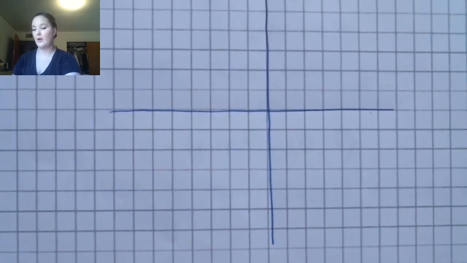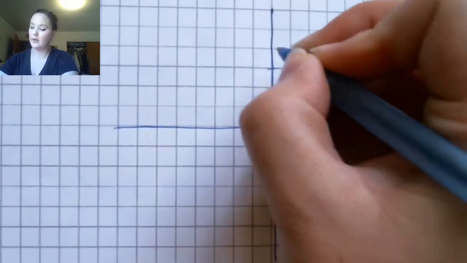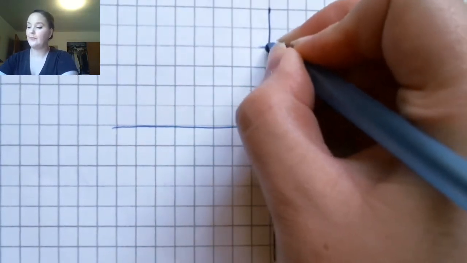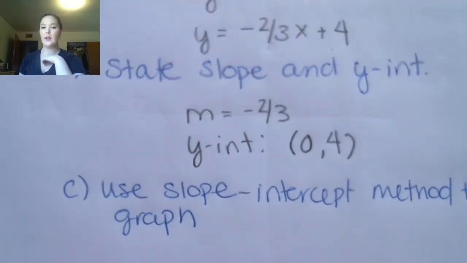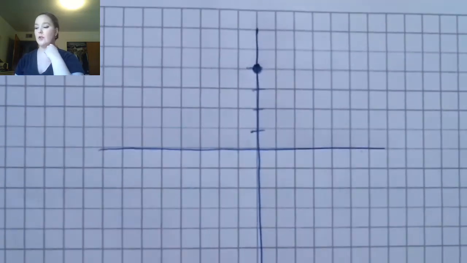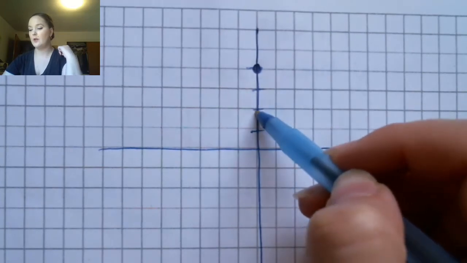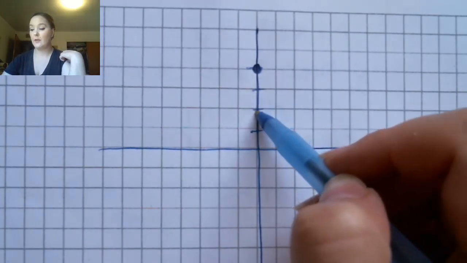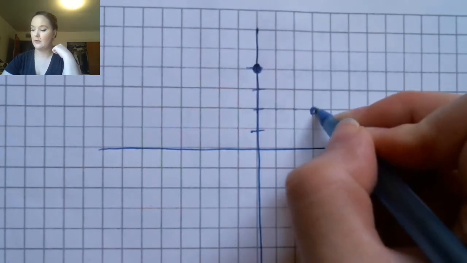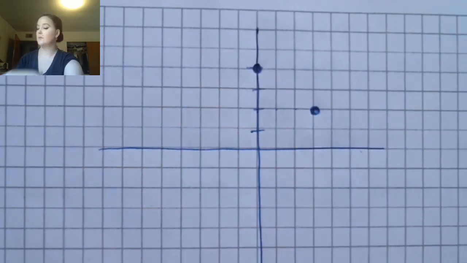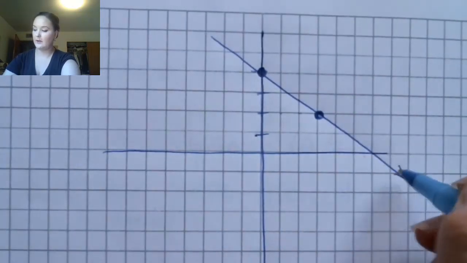Okay, so we're going to graph our y-intercept, which was the point 0, 4, 1, 2, 3, 4. Okay, and then we're going to use our slope to find the next point. Okay, so our slope was -2/3. Okay, so the negative means down, so we go down 1, 2, and then the 3 goes to the right. 1, 2, 3. Okay, and we're going to connect those with a line here.